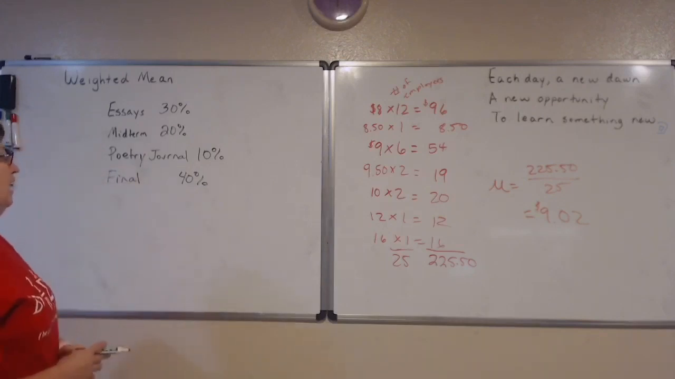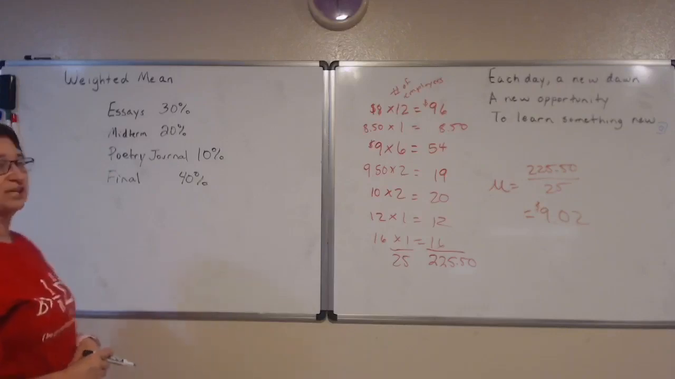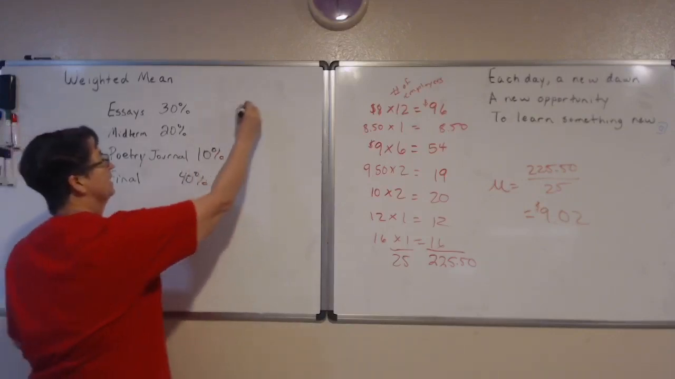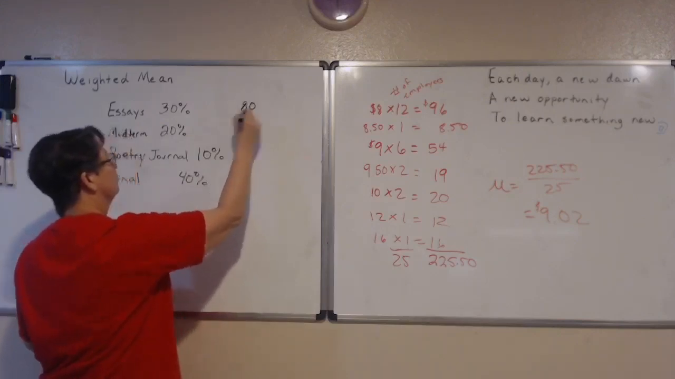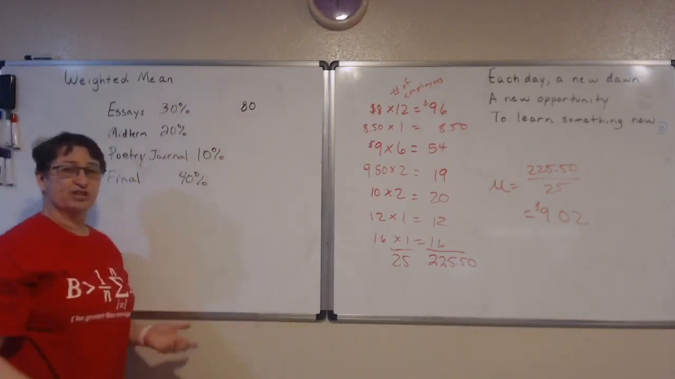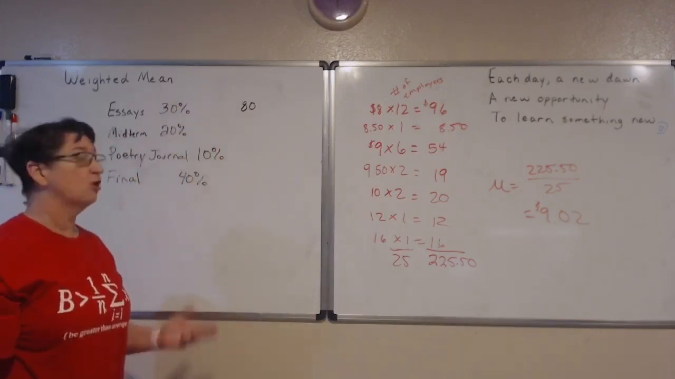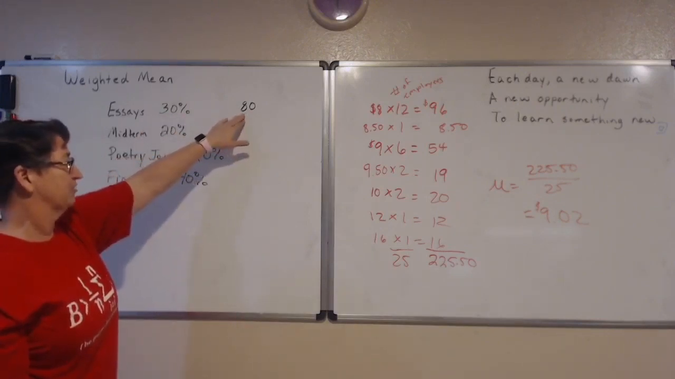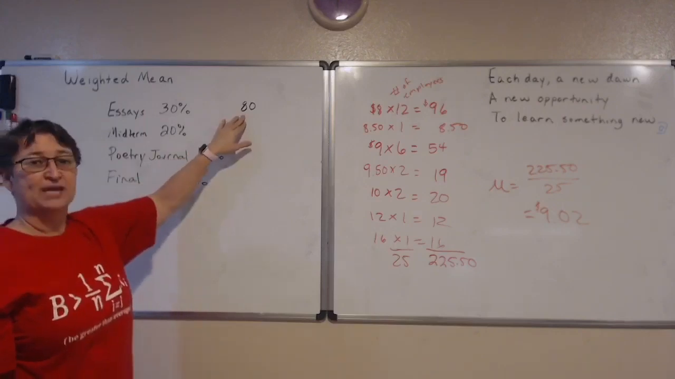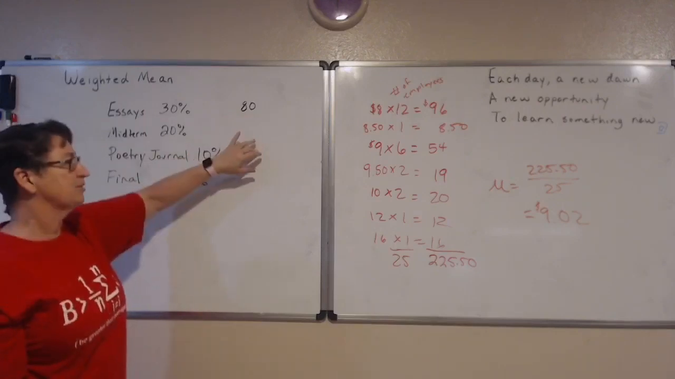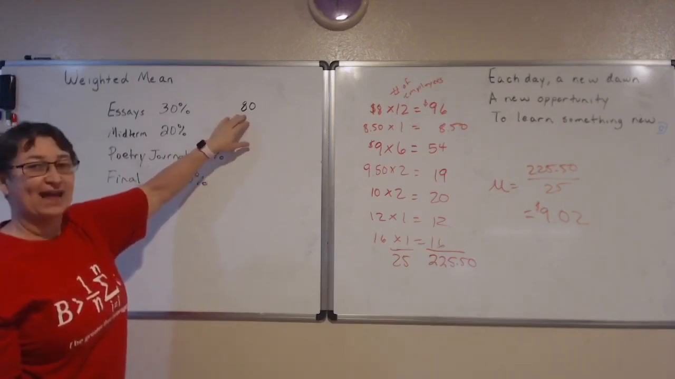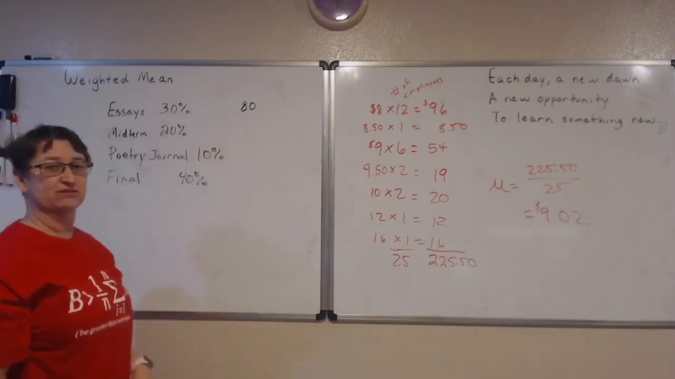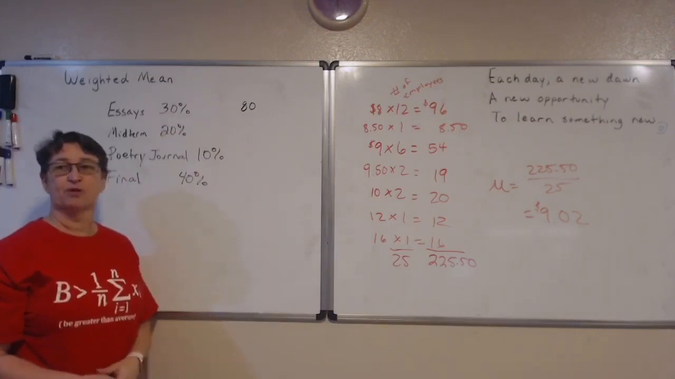So then he comes along and he only gets part of those. So on the essay, he makes an 80. So this 30%, remember, percent is always out of 100. So it's like that 80 is counting 30 times. So if you were finding the mean, maybe you could just add 80 plus 80 plus 80 plus 80 plus 80. You could add that up 30 times. That's what that 30% means, is that's going to count 30 of them.